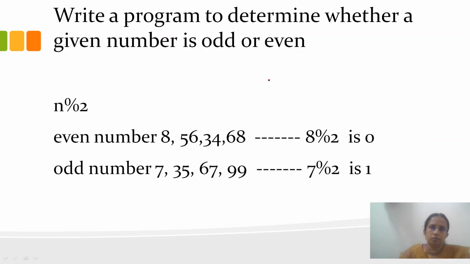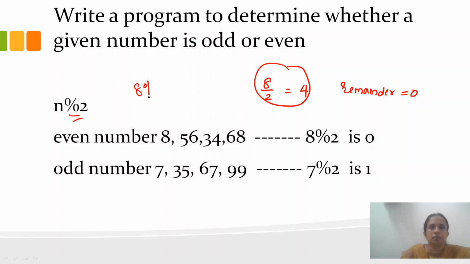Okay. Because it is an even number, it will be divisible by 2. So we divide this number by 2. That is 4. What's the remainder? Remainder is 0. So how do we find this? We are using this percentage operator. We are dividing 8 percentage 2, it will be 0. 56 percentage 2, it will be 0. So for any even number, the remainder is 0. Similarly, for any odd number, the remainder is 1.